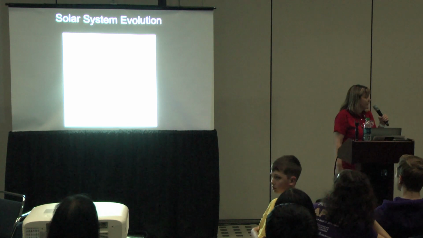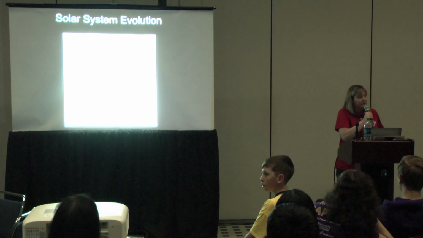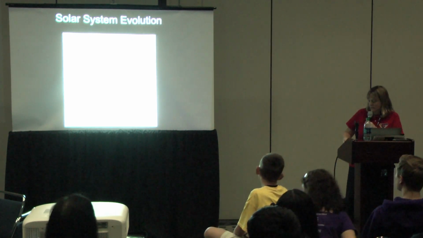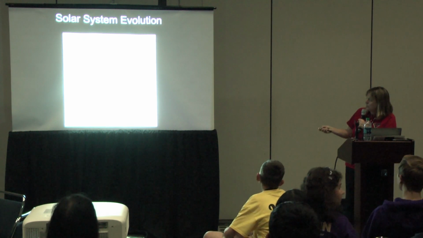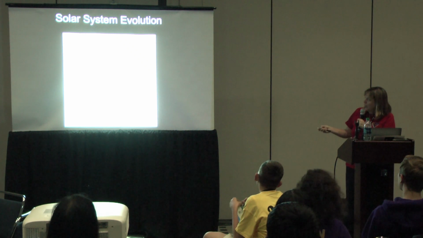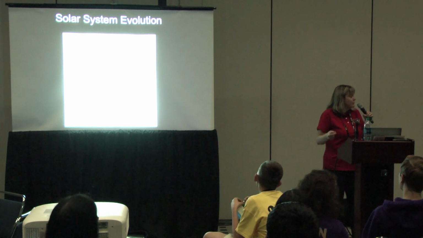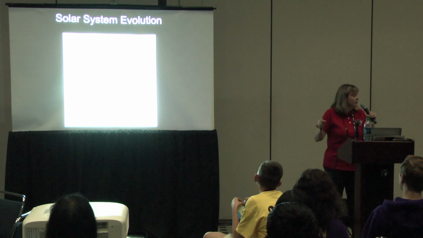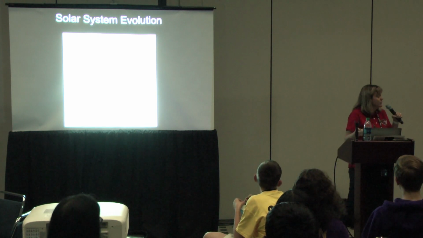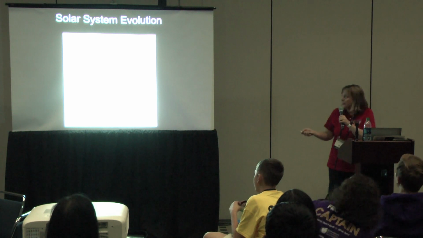This is called the Nice model. It's called the Nice model because people came up with it in Nice, France. And these orbits shown here are the orbits of the giant planets: Jupiter, Saturn, Uranus, and Neptune. And out beyond the giant planets is a disk of frozen, icy small worlds called Kuiper Belt objects. They're named after a scientist named Gerard Kuiper, who was one of the first people to predict that they existed.